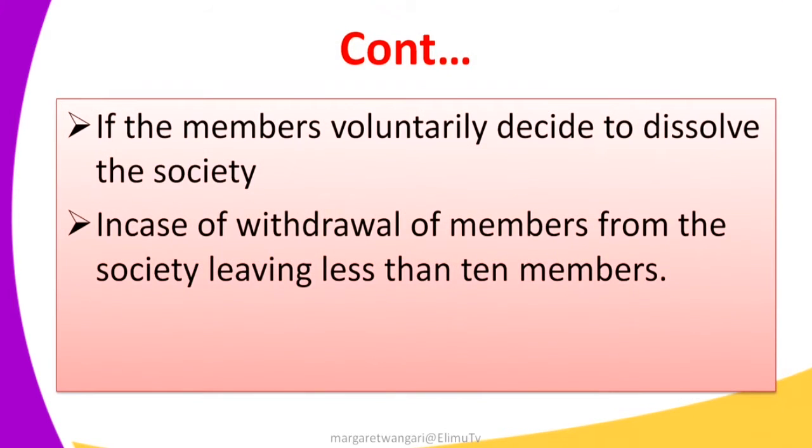The other one is if the members voluntarily decide to dissolve the society. Members can sit down and mutually agree to put an end to the business they have been conducting. The other one is in case of withdrawal of members from the society, leaving less than 10 members. From the rules of cooperative societies, the minimum number of members should be 10. So, in case the members withdraw and they remain less than 10, then the next thing would be dissolving the cooperative society. That marks the end of our lesson.